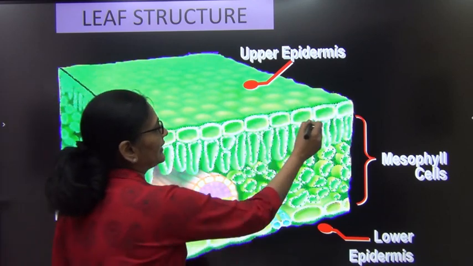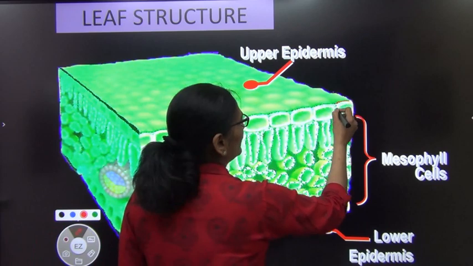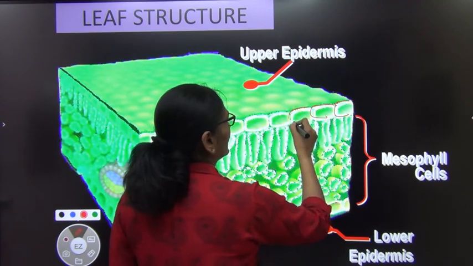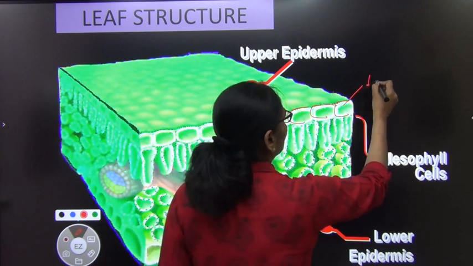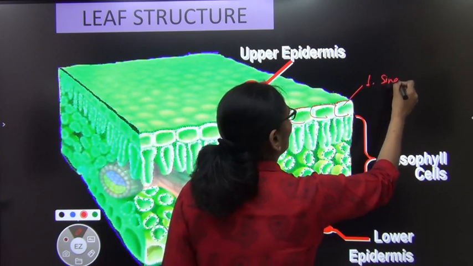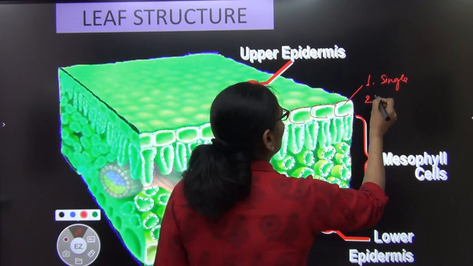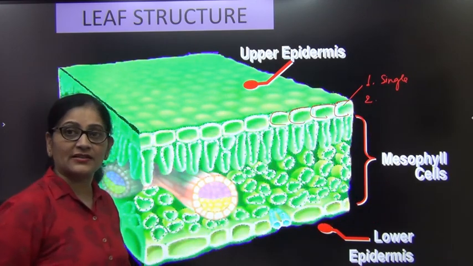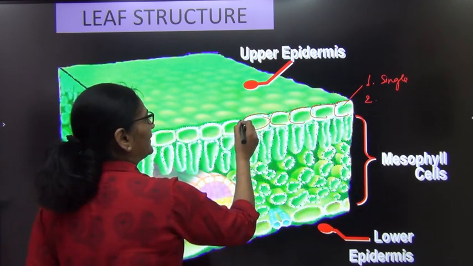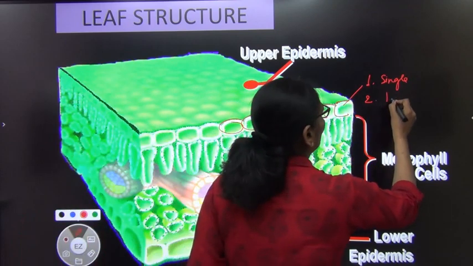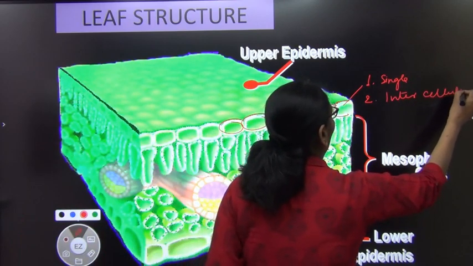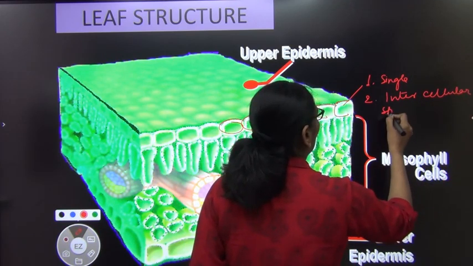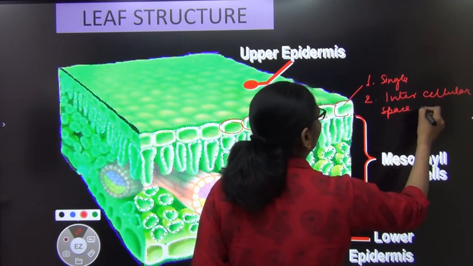Now you can see here that the upper epidermis is normally made up of a single layer of cells. You must have also noticed, one, that the cells are in a single layer. Second, you must have noticed that there is no intercellular space. There is no space between the cells. They are all tightly packed. So intercellular space is absent. Space is absent, that means they are all tightly packed.